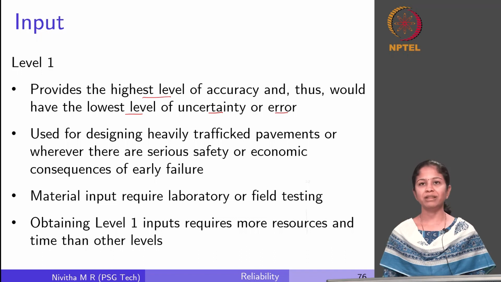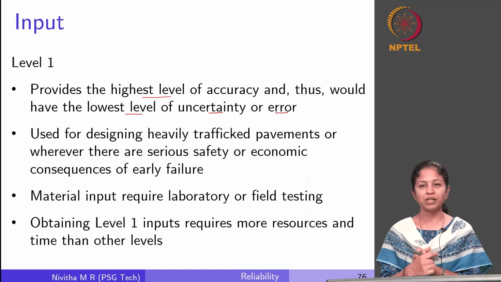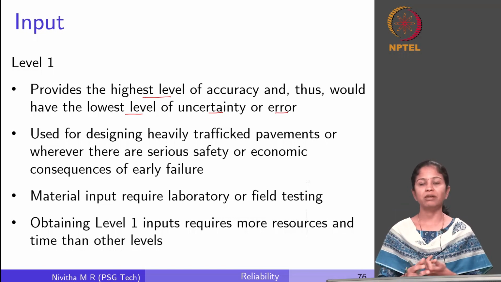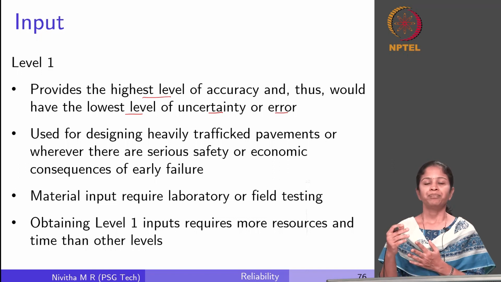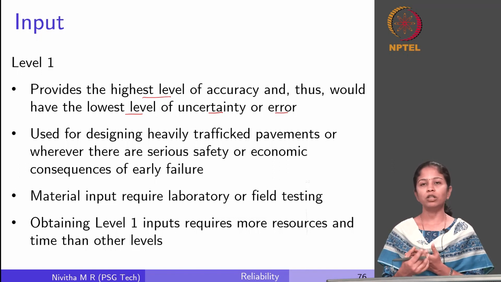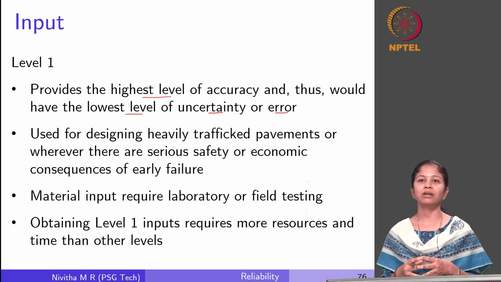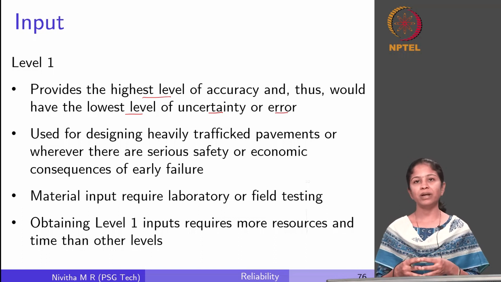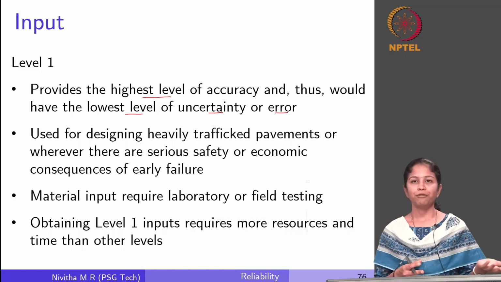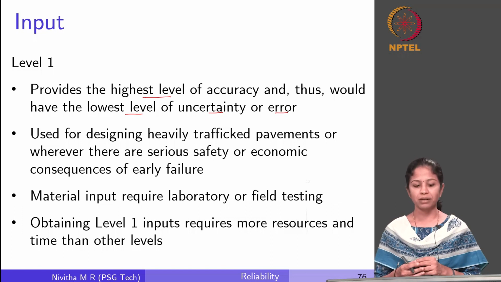Similarly, if I am inputting the traffic parameters, I have to measure the traffic volume for that particular highway. I also arrive at the axle load spectrum for that particular highway, and I use all this information, again the lane distribution factor and all other, the lateral wander, all those tire pressures, all these information I measure for that particular highway and I use it in my design procedure. So this is a level 1 kind of input, for example for the material or for the traffic.